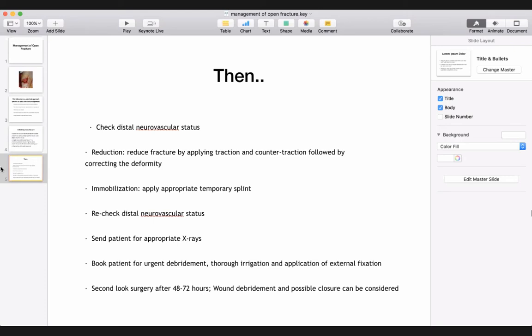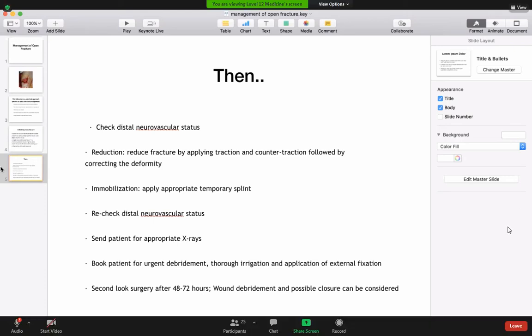Especially TB infection, for respiratory. If I ask, especially for TB, you ask about respiratory symptoms, history of contact with a TB patient, or history of travel, very important. So these are important questions.